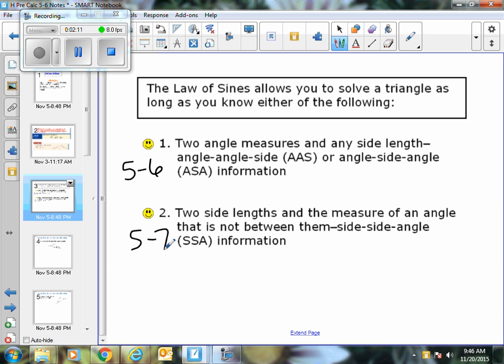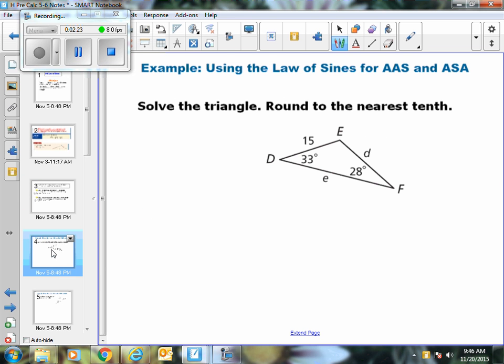So we're going to be kind of splitting law of sines up into the different kinds of information you might know. So today is the one most people think is a little bit easier scenario to deal with. So let's take a peek at an example of something like this. If you're trying to solve a triangle, remember what that means. Solve a triangle means you're looking for all the pieces that you don't know. So take a look at the diagram here.